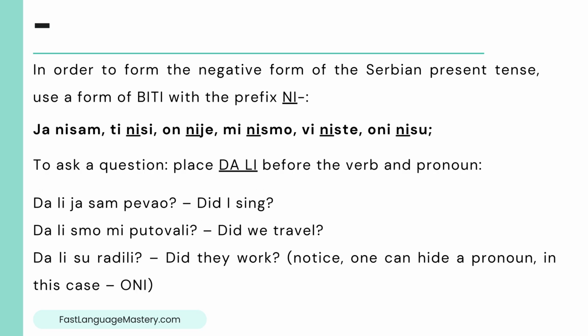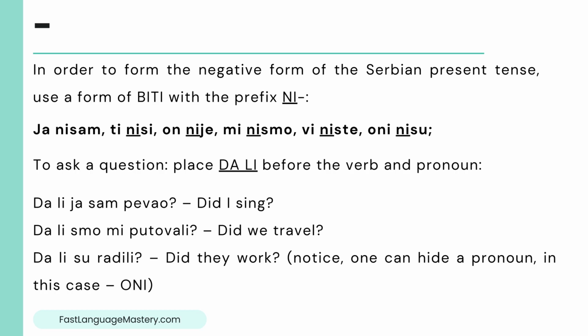In order to form the negative form of the Serbian past tense, sorry, this is past tense, not present, it is an error, use a form of biti with the prefix ni. Ja nisam, I was not. Ti nisi, you were not. On nije, he was not. Mi nismo, we were not. Vi niste, you were not. Oni nisu, they were not.